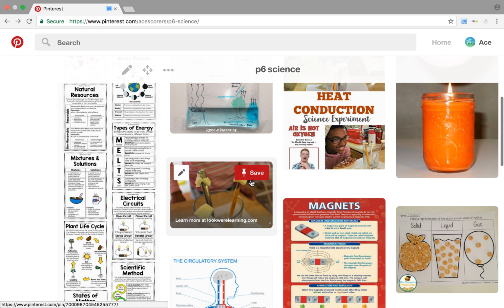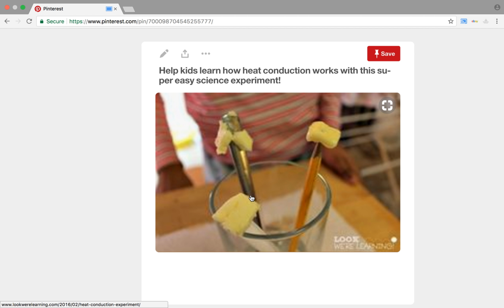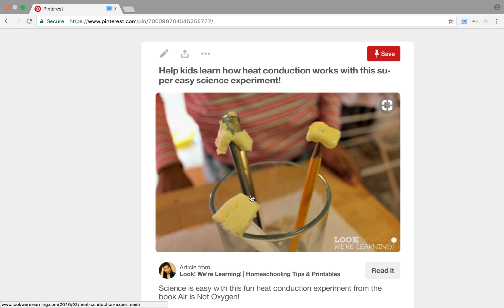Take a look at this. What's this? An article from learning. Now what's this yellow star? This is butter on the spoon. They put butter on this metal spoon, on this wooden pencil, and on this plastic spoon. And then they put all three into hot water.